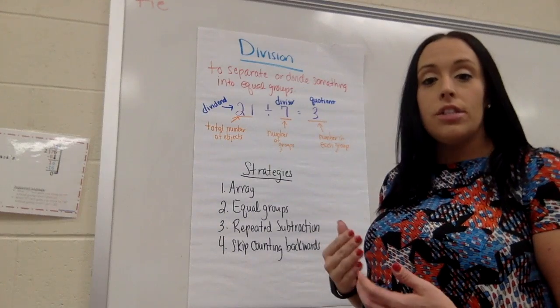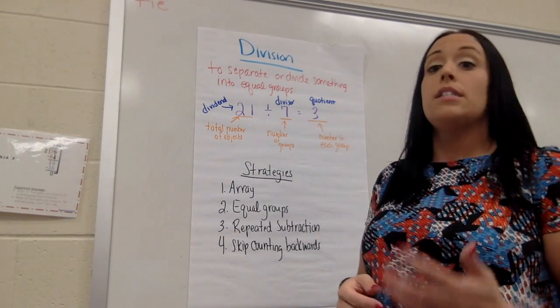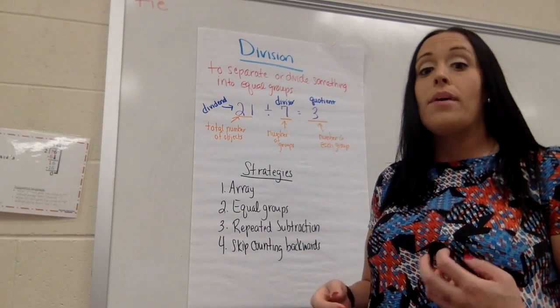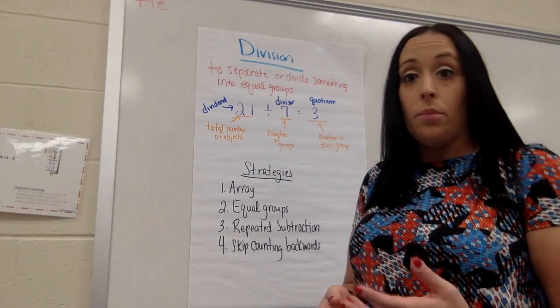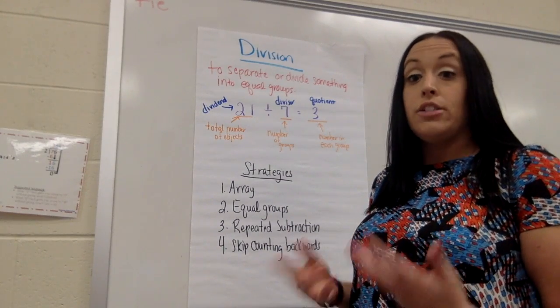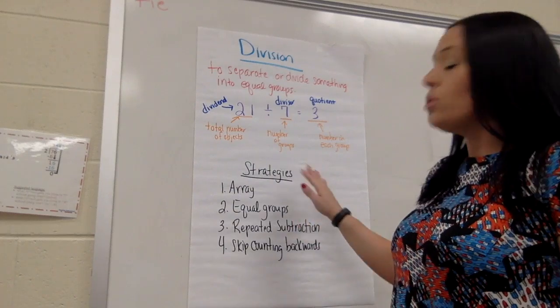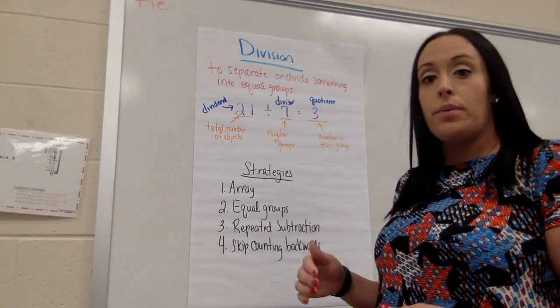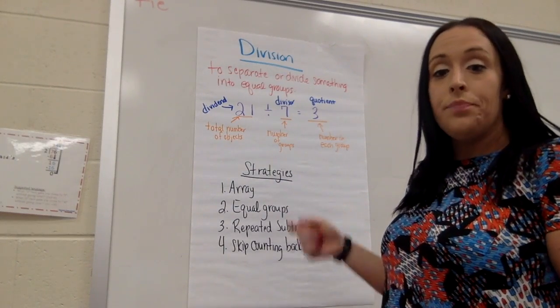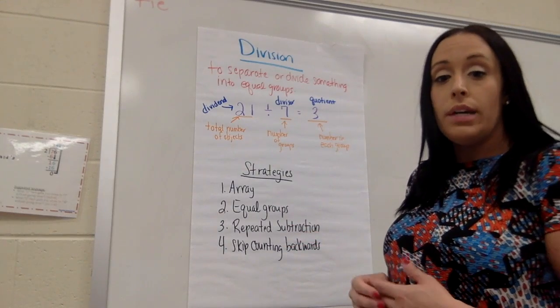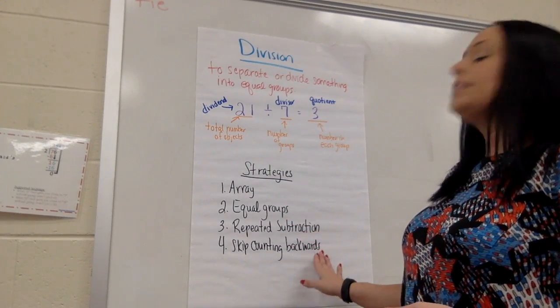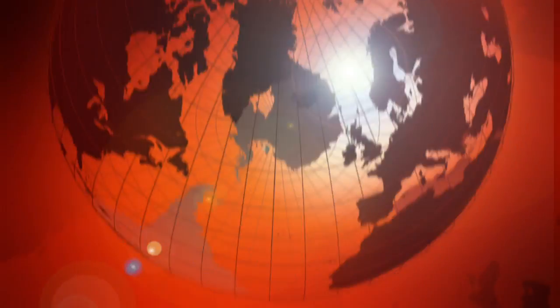So when teaching division, I normally expect the kids to have the facts memorized. However, I also give them some strategies to help them attack a problem in case they don't have it memorized. Some things they can do to help come up with the answer is they can draw an array, they can create equal groups, we can use repeated subtraction, or we can skip count backwards using a number line.